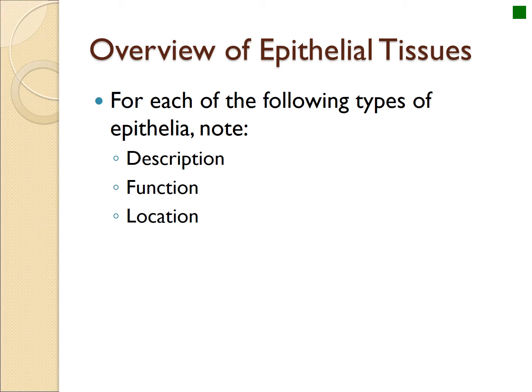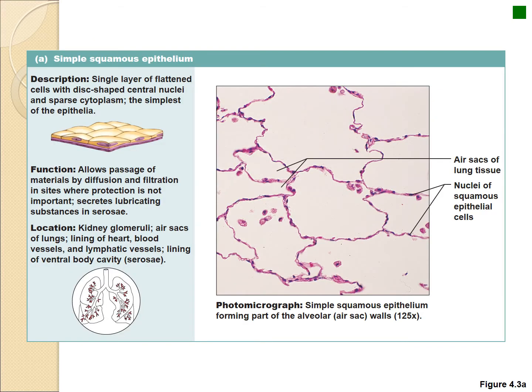So what we're going to do now is an overview of the epithelial tissues, the major types in your body. We're going to do a little brief description, their function and location, which is something you have to be prepared to provide on a final, but on an exam and also on the practicals, the lab exams, that is.